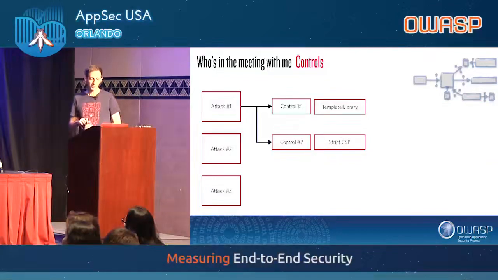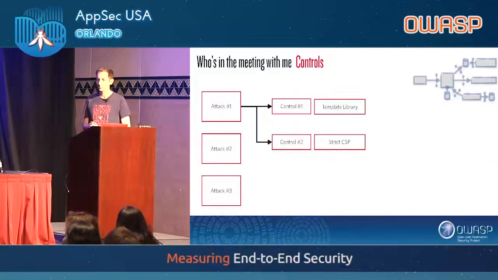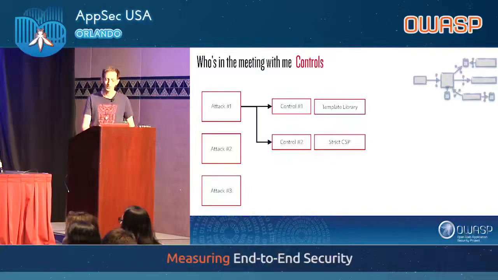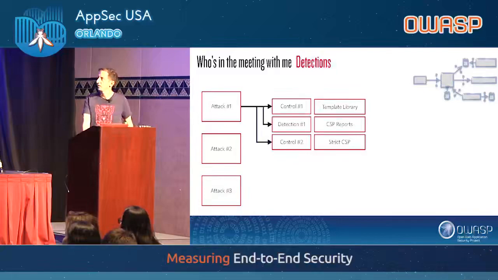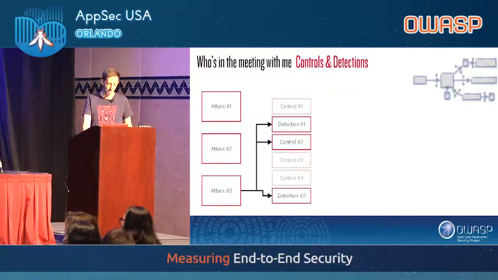And now we're going to map controls to the attacks. So for each of these attacks, we're going to set up some controls, as far as maybe we have the centralized templating library or strict CSP. And then we're going to have some detections. So that'll be our CSP reports. Then for each of those, we're also going to do that for each attack. And so there may be some overlap there between attacks and controls. So it's going to be a many relationship there.